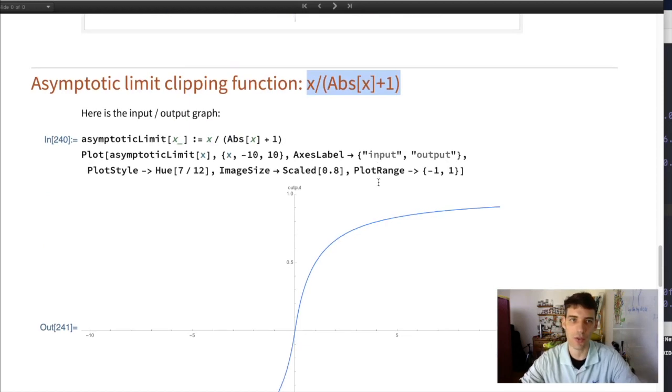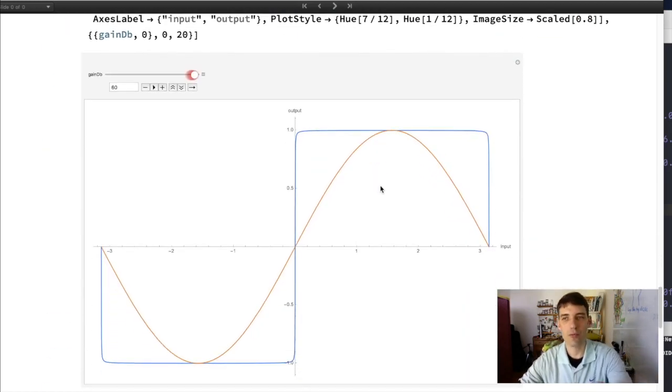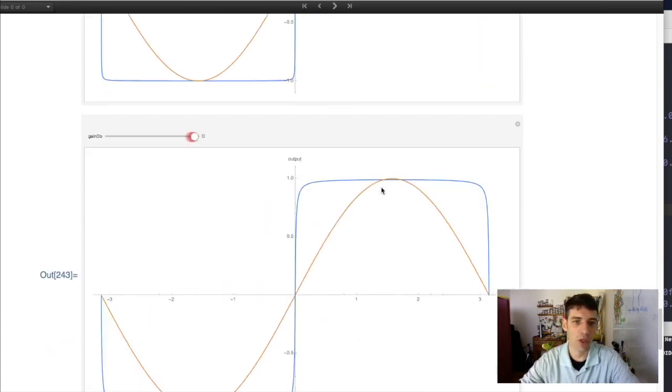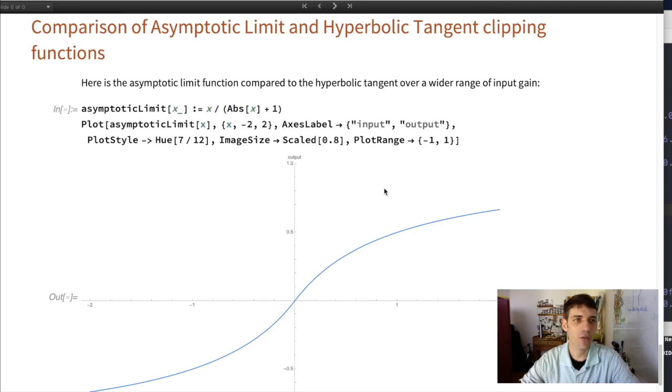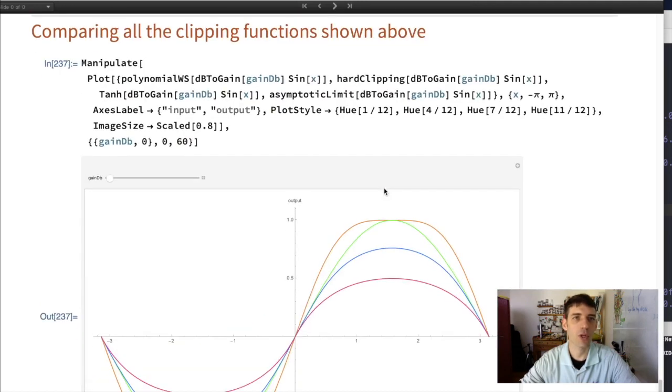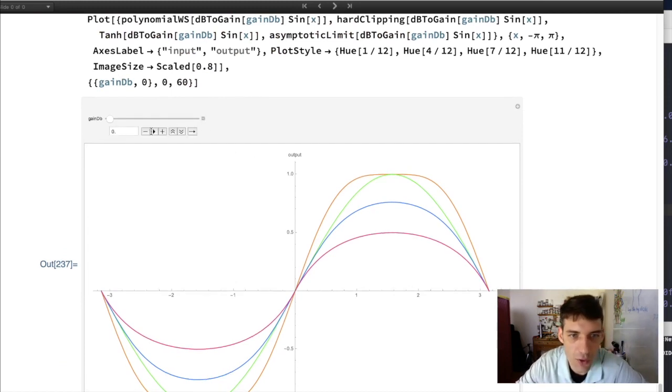You get exactly this formula. So for those three reasons, I find this to be an excellent way to do wave shaping. And the last thing I want to talk about is a comparison of all the clipping functions in one graph. Here we are at unity gain, 0 dB, and you can see my asymptotic limit function is coming down with the lowest output volume. In fact, it's cutting by 6 dB compared to the input signal.